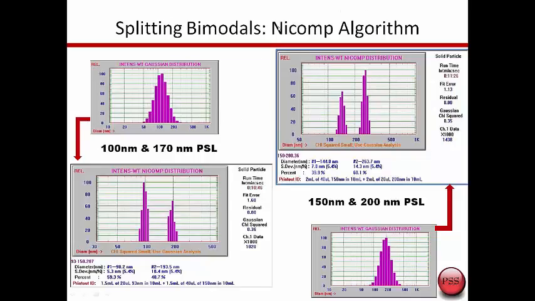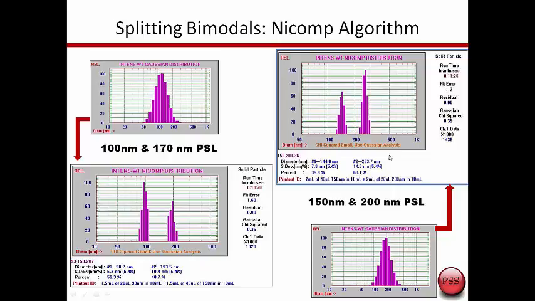On this slide, I'm showing several results where we prepared bimodal samples of polystyrene latex standards. On the left, you see a sample that was a mixture of 100 and 170 nanometer polystyrene latex. If we measure using a Gaussian distribution model, we get a single mode, but then switching to the Nicomp algorithm, we actually split these peaks at 100 and at slightly larger than 170 nanometers.